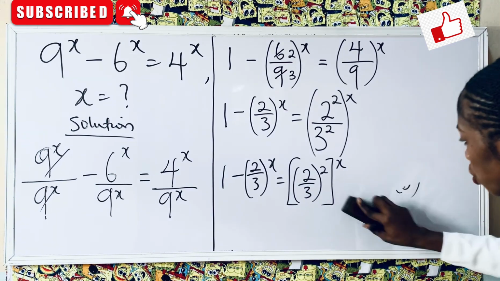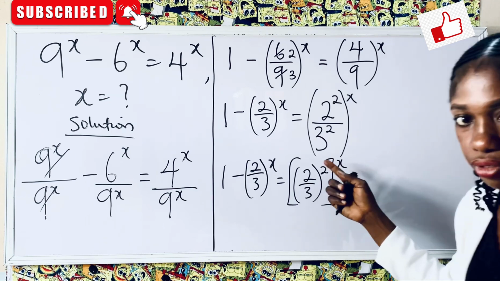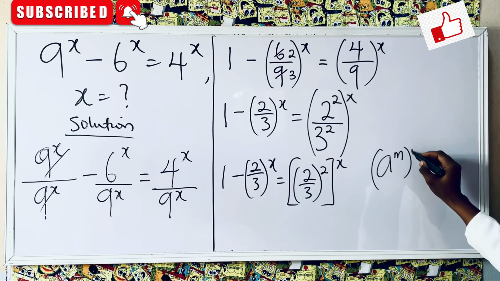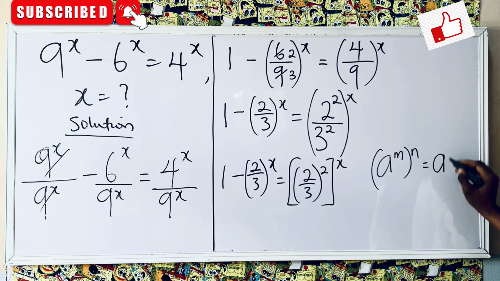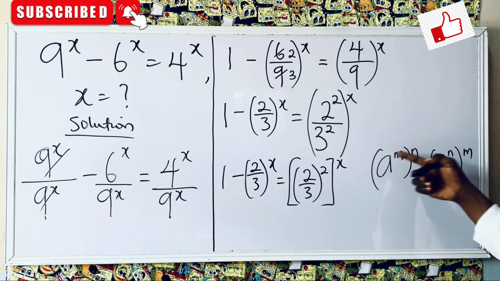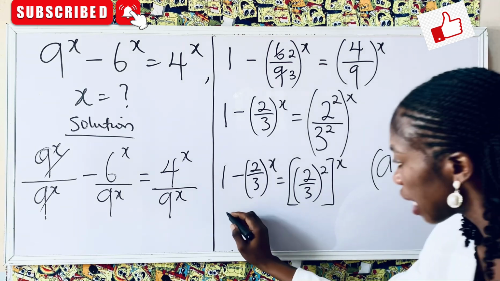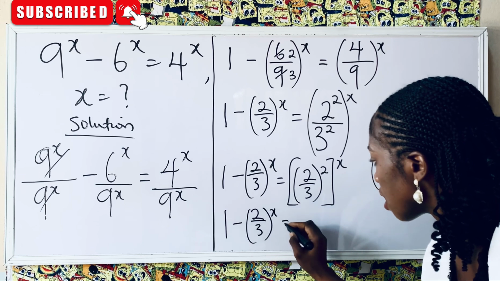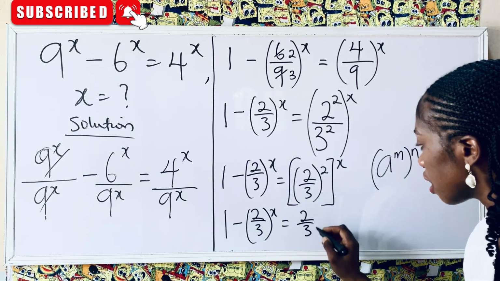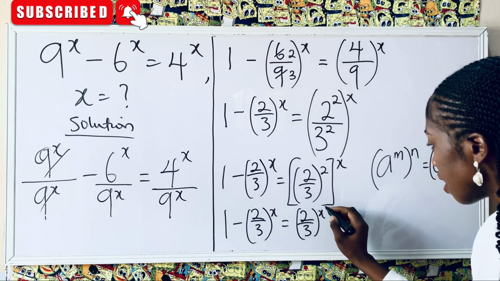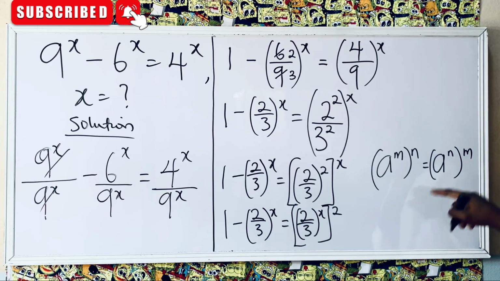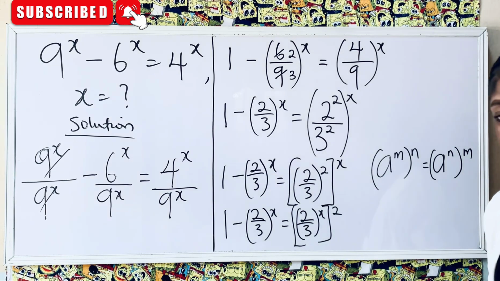Now, what you also need to remind yourself is another rule of exponents which says a to the power of m raised to the power of n is the same thing as a to the power of n raised to the power of m. You just switch powers. So we can do the same here. If you do that, we are going to have 1 minus 2 over 3 to the power of x is equal to 2 over 3 raised to the power of x, then raised to the power of 2. This obeys this rule and is the same as this. I hope this is clear.